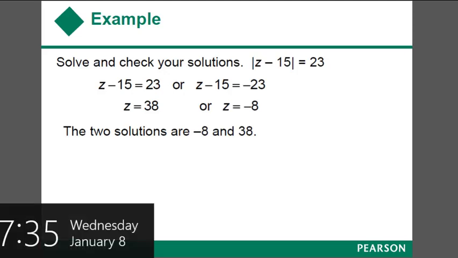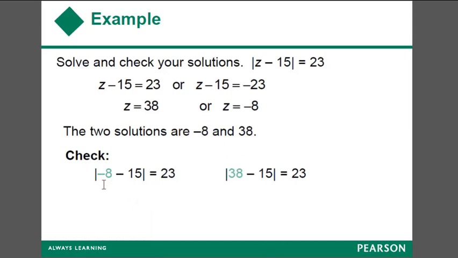I always want to check them, and so I'm going to plug them back in. I get the absolute value of negative 8 minus 15, which is the absolute value of negative 23, which is 23. 38 minus 15 is 23. The absolute value of 23 is 23. Therefore, these solutions do check out. The solution is actually both of them. So on these, you may have one answer that checks out, two answers that check out, or no answers that check out.